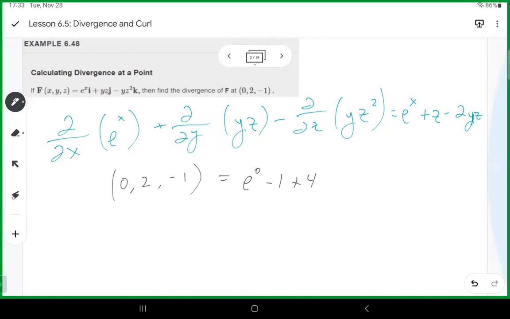Okay. So if F represents the velocity of a fluid, then more fluid is flowing out than flowing in at the point, because we will get a 4 here. So we know that these cancel out. So that's how we get the 4.